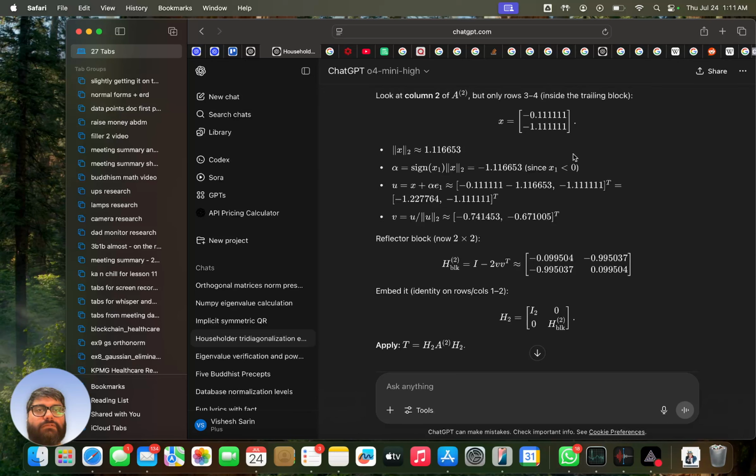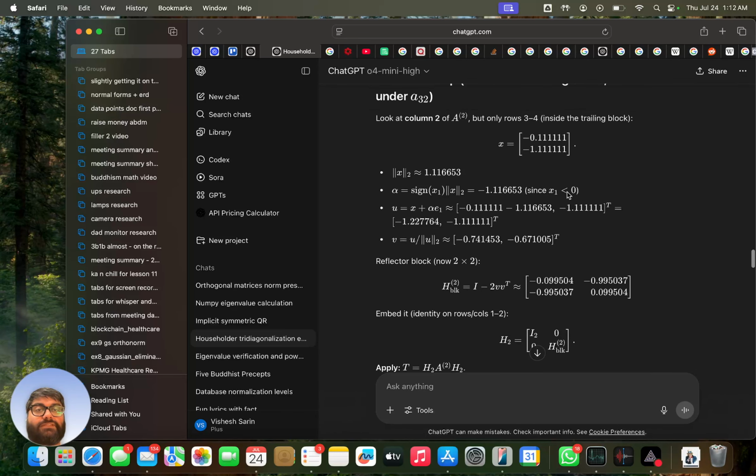Negative 0.111 and negative 1.111. So taking the first element times alpha, right? Plus that first element itself. So first element, negative 0.111, okay, plus alpha e1, it's already negative, so that plus becomes negative, that part's fine. But then this is not multiplied by 0.1111, because otherwise the decimal point would jump over 1, and it's not, which is why I'm like, what is going on? And I honestly don't know if this is a ChatGPT mistake or what.